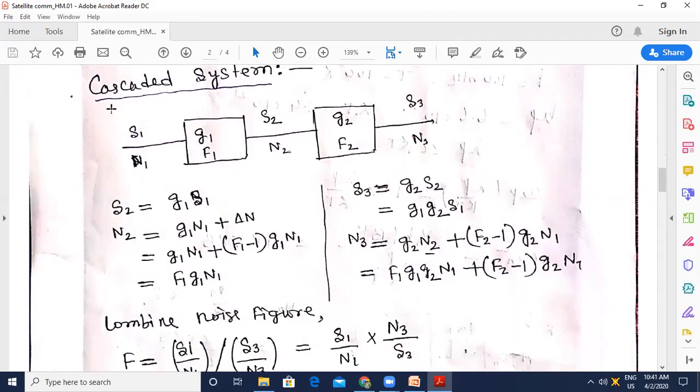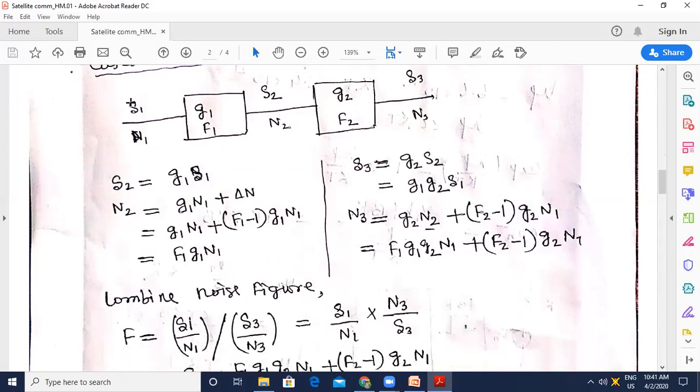If we have this type of device cascaded, then this is the input signal, this is the input noise, and this device has gain G1, with F1 as the noise figure. Here we have the output of the first device, which is also the input of the second device. For signal it is S2, for noise it is N2. This device has G2 gain, F2 is the noise figure. Ultimately we have S3 as the signal output and N3 as the noise output.